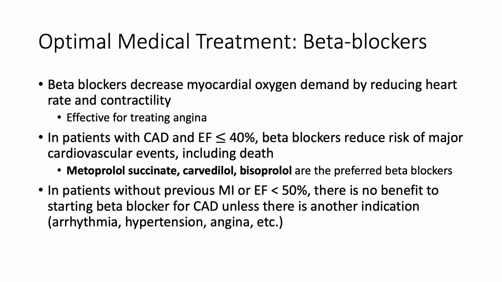And so your best options for those patients would be metoprolol succinate, which is the long-acting metoprolol, carvedilol, and bisoprolol. Those have all been shown in clinical trials to reduce the risk of death if your EF is less than 40%. If the patients have never had an MI before, or their EF is over 50%, there's really no benefit to starting beta blockers for coronary artery disease unless there's another indication like they have angina or an arrhythmia.